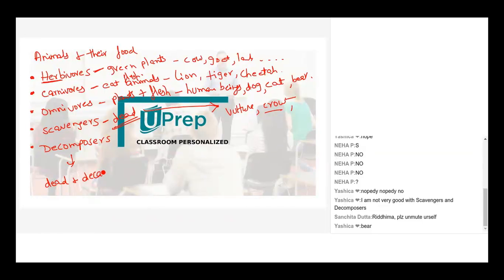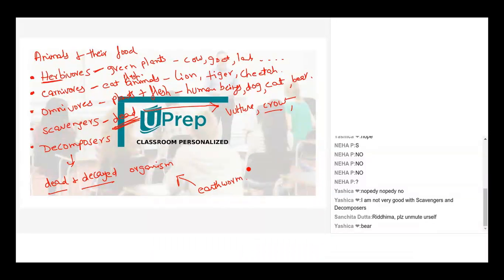So basically decomposers are those which live on both dead and decayed organisms. Here decayed is the key. In scavengers it was only dead, but in a decomposer it is dead and decayed organisms. It could be a dead decayed plant, or a dead decayed animal. Decomposers would eat only dead and decayed organisms. For example, we have the earthworm. Earthworm comes under the animal kingdom, and earthworm is a decomposer.